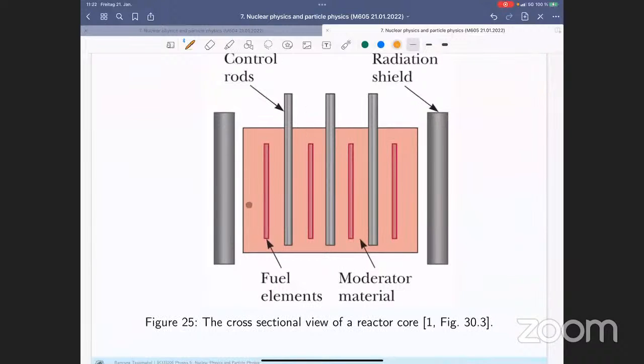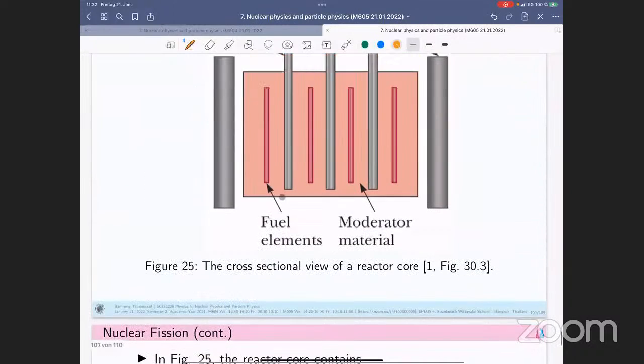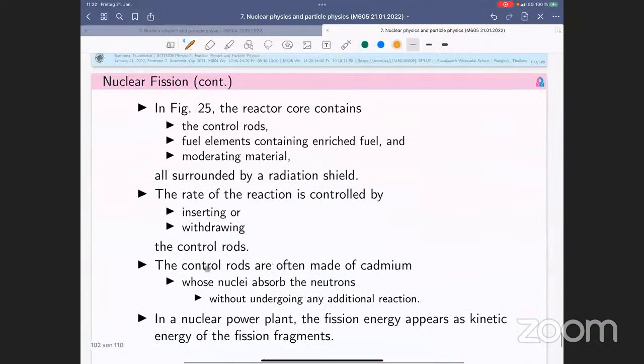So that the process will take place easily and neutrons will flow around the whole area here. Then you have more fission rate. If you don't want to create too much energy, you have to protect against the neutrons somehow. The controllers are often made of cadmium. Why do they use cadmium? Because the nuclei of cadmium can absorb neutrons without any additional reaction.